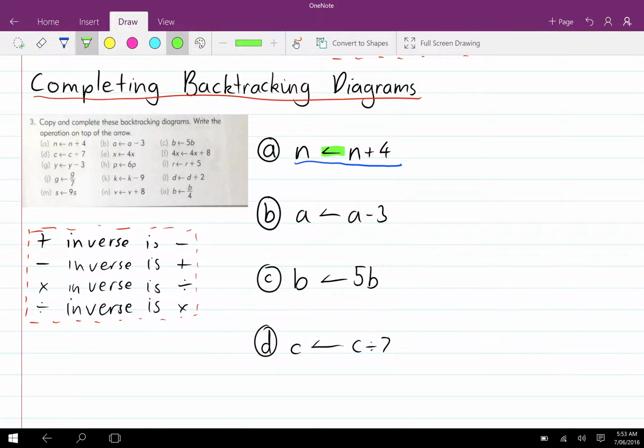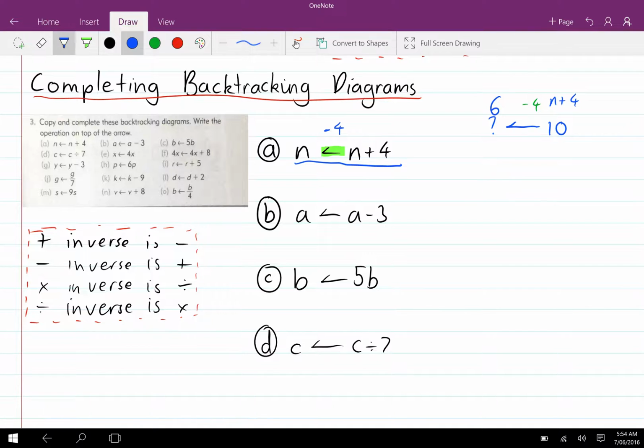If I'm given any number plus 4, say, just to make it up, the number 10 was the same as N plus 4, and we wanted to work out what the original number was without the plus 4, all we need to do is take away 4, and then we'd work out that our original N was 6. This is just using a diagram to make that intuitive process into a formal procedure that we can do again and again and get right. So all you need to do is use that understanding that the inverse to plus 4 is minus 4, and put it on top of the arrow.